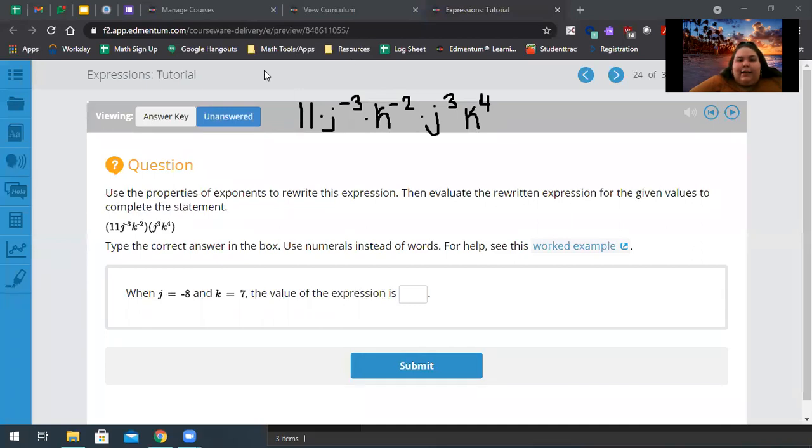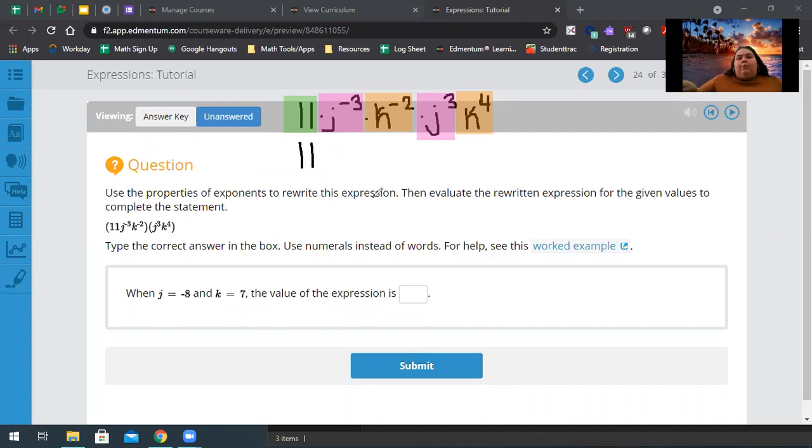By first analyzing it, I have this 11 here, nothing to really do. There are no other constants, or I don't have any other numbers. So we're just going to leave that one green in its own bubble. I have a j to the negative 3rd power and j to the 3rd power here. Then the second set is k to the negative 2 power and k to the 4th power. So again, starting with the very front, I don't have anything to do with 11, so I'm going to keep the 11 here.